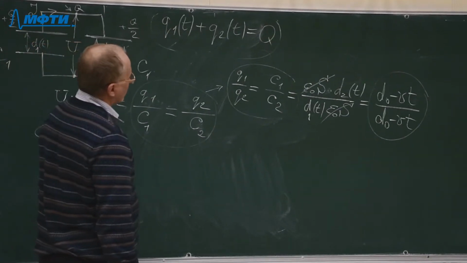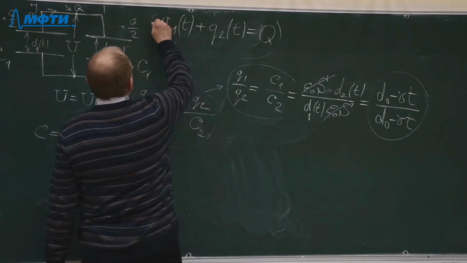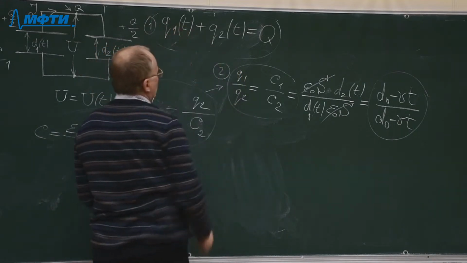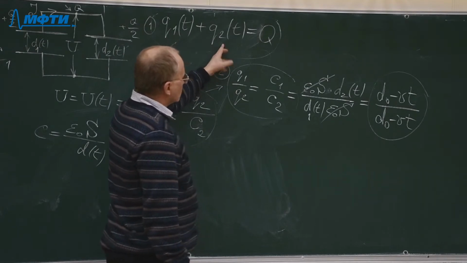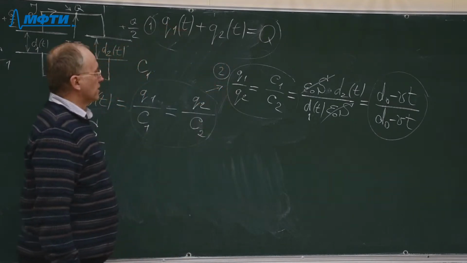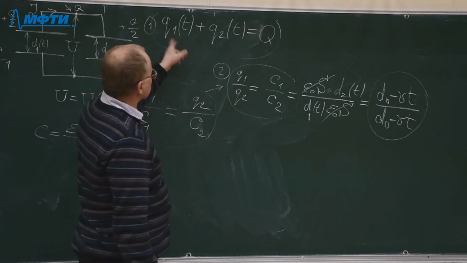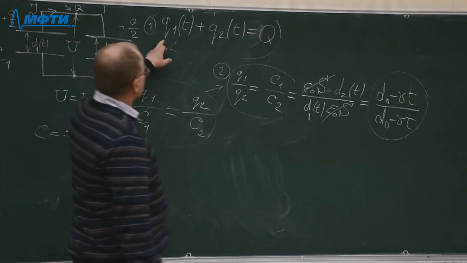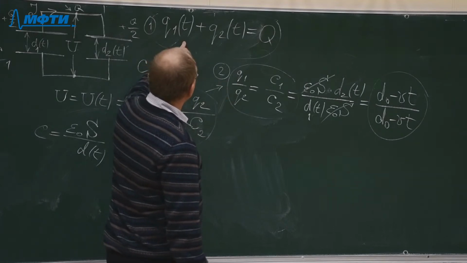And we have two equations, the first equation and the second equation, and two equations with two unknown quantities, q1 and q2. So if we have two equations and two unknown variables, we can always find these two variables if the equations are compatible, if they do not follow from one another.